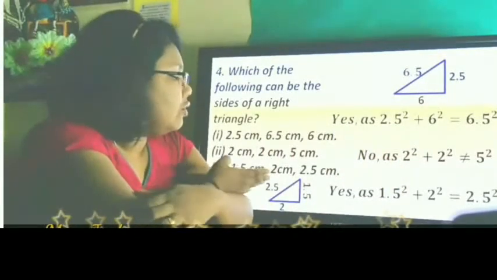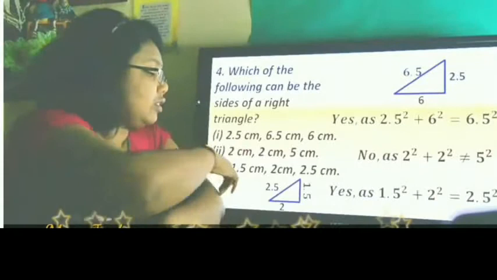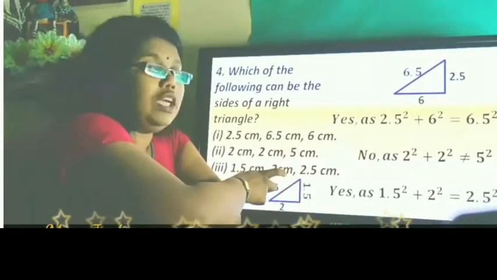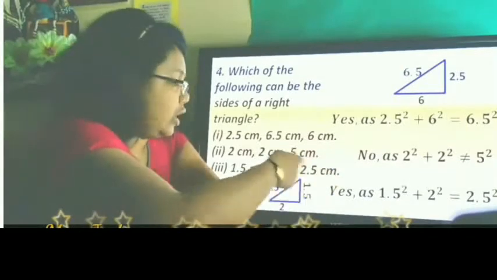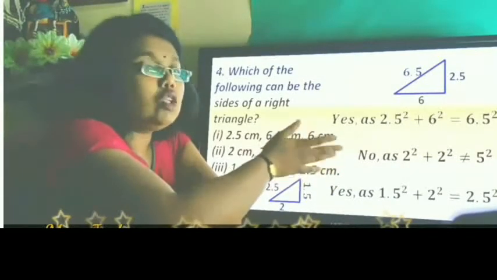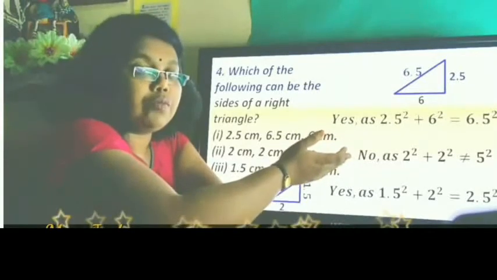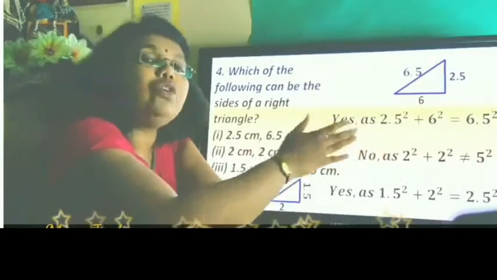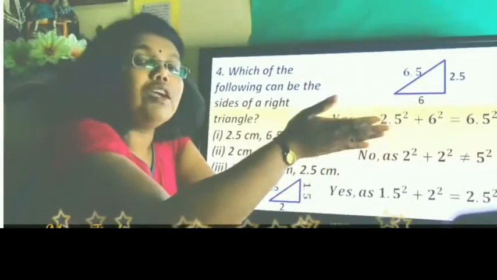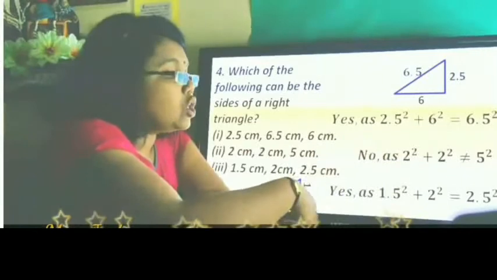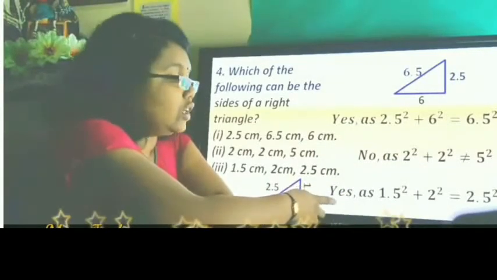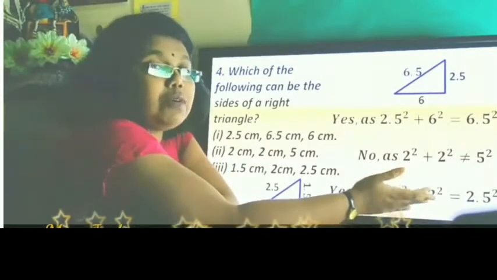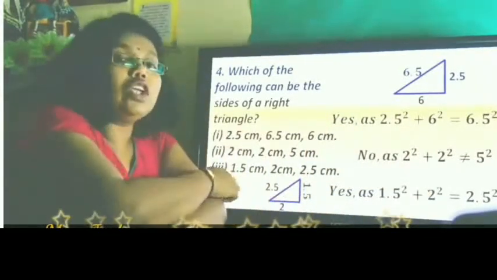Lastly, 1.5, 2 and 2.5. Here the longest side is 2.5, and the remaining two sides squared and added should give you the third side squared. Now 1.5 square is 2.25. 2 square is 4. So 2.25 plus 4 gives you 6.25. Now 6.25 is the square of 2.5. So quite naturally these are sides of a right triangle, because the addition of the two sides squared gives you the third side, that is the hypotenuse, squared. Hence, this is how your right angle would look.